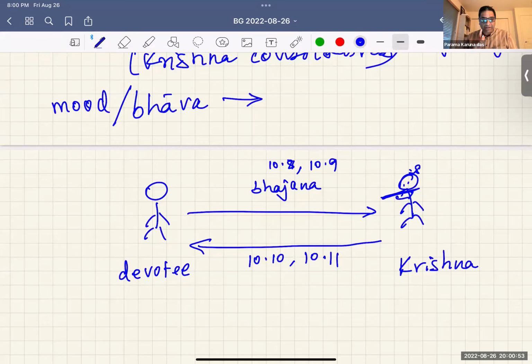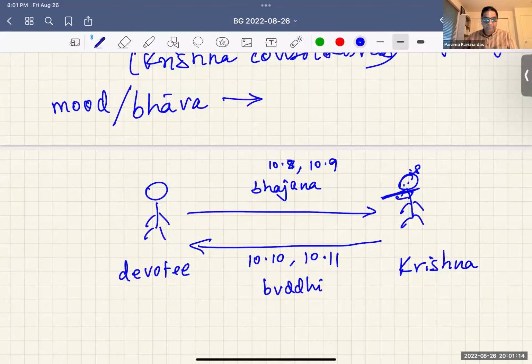Now comes the kicker. Dadami buddhi yogam tam. Dadami. I give them the buddhi. So they don't have the buddhi. That's a given. We are so dumb. We are so dull. We don't have the buddhi. Bhagavan says, you do my bhajan, I will give you the buddhi. Yena mam upayantite. With that buddhi, you can come to me. So Bhagavan gives buddhi.